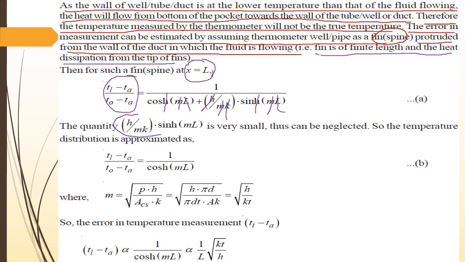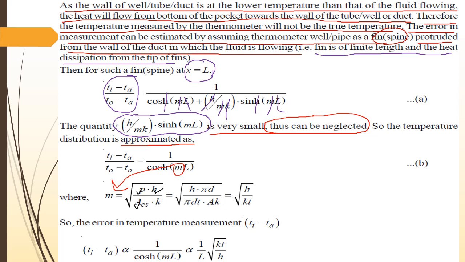Now the term h upon mk into sinh(mL) we consider as very small, and hence we are neglecting it. When we neglect it, the approximate distribution is (TL minus Ta) divided by (T0 minus Ta) equals 1 upon cosh(mL), where m, the fin constant, has the value under root of hP divided by Ak. P is the perimeter, A is the cross-section area, h is the convection heat transfer coefficient, and k is the thermal conductivity of the fin material.